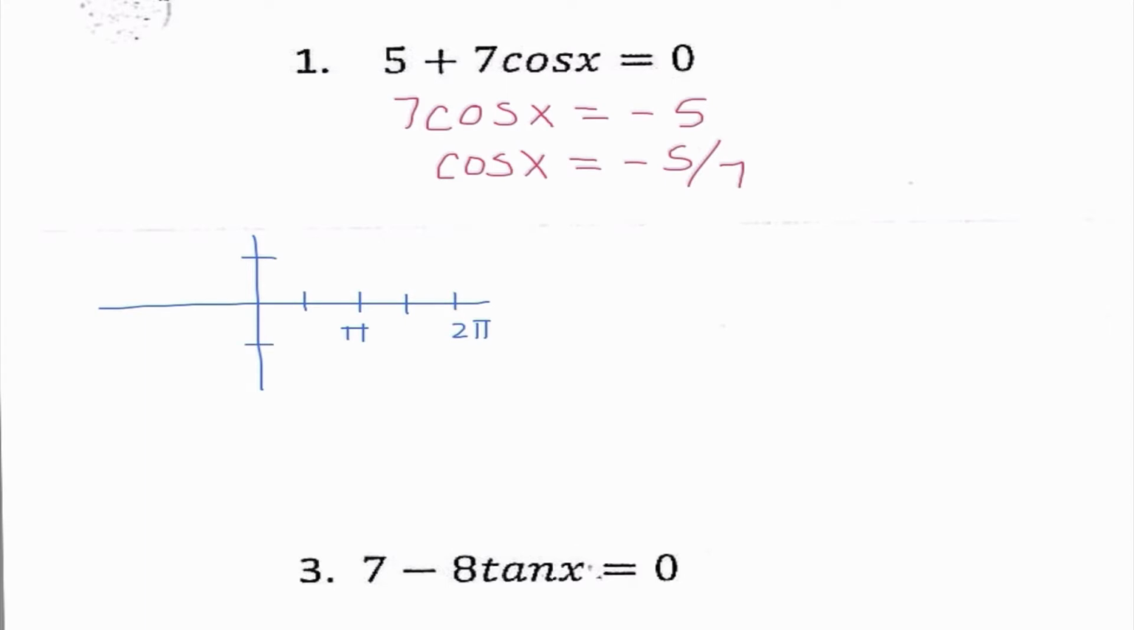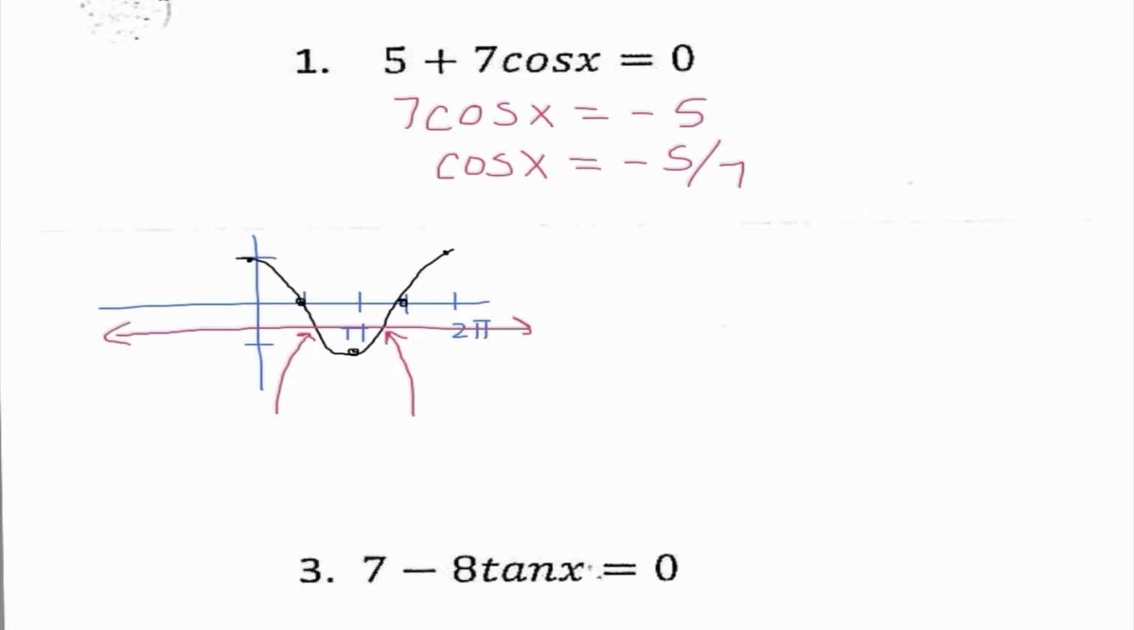We know our cosine graph starts at 1, 0, negative 1, 0, 1. So I only just graphed one period. We know that it continues in both directions. Now negative 5/7 is somewhere down here. Okay, and I know this isn't exact, but that's okay. And one thing I notice is that it looks like these intersect two different times over this period. So we actually have two different solutions.